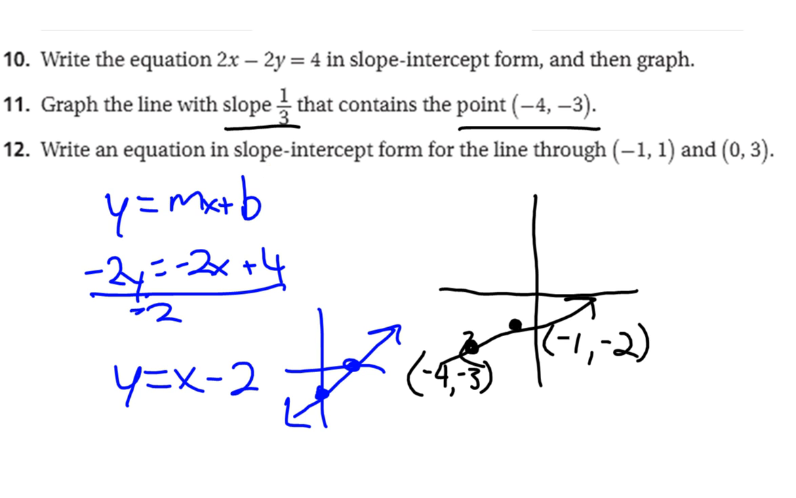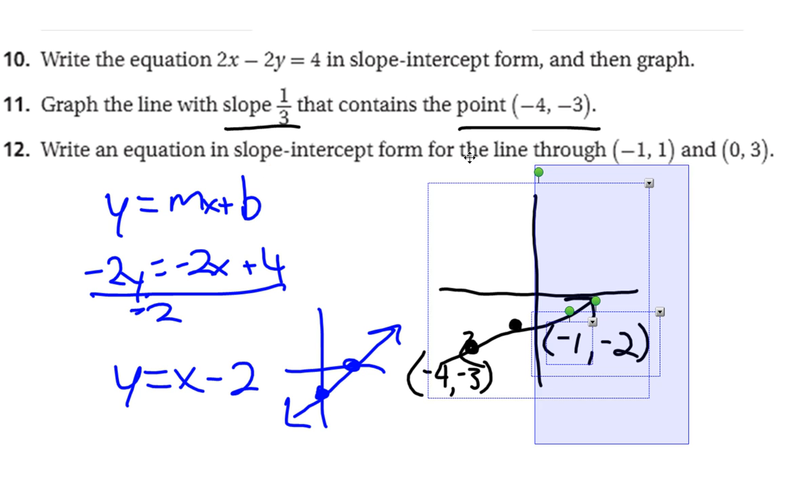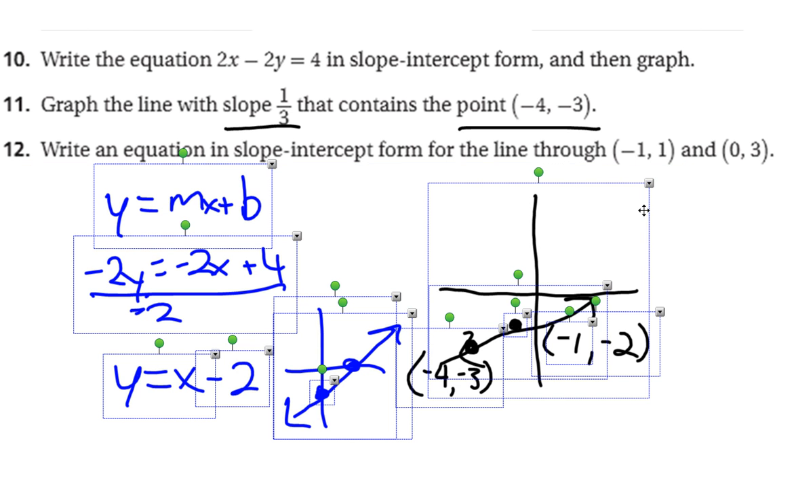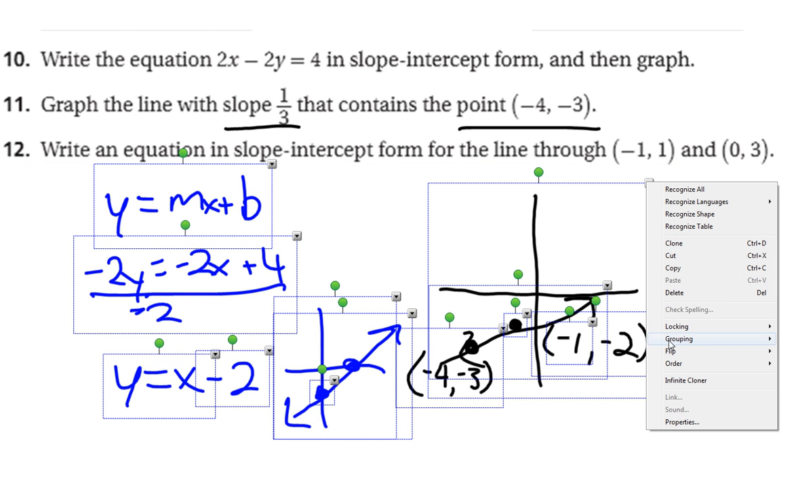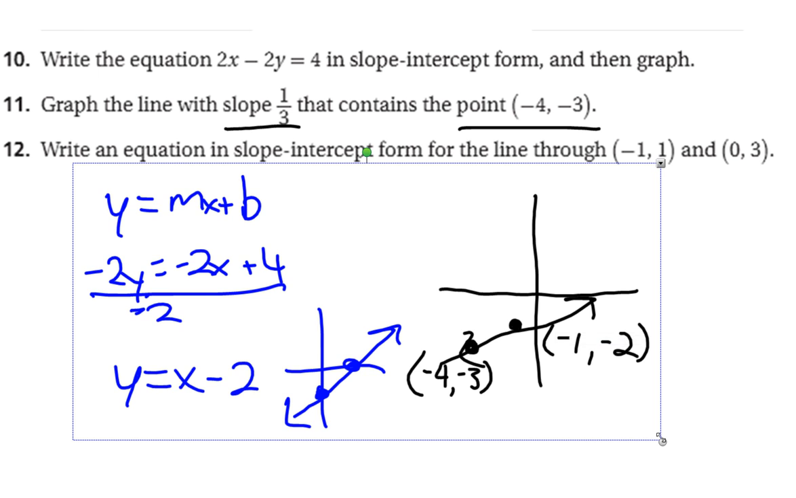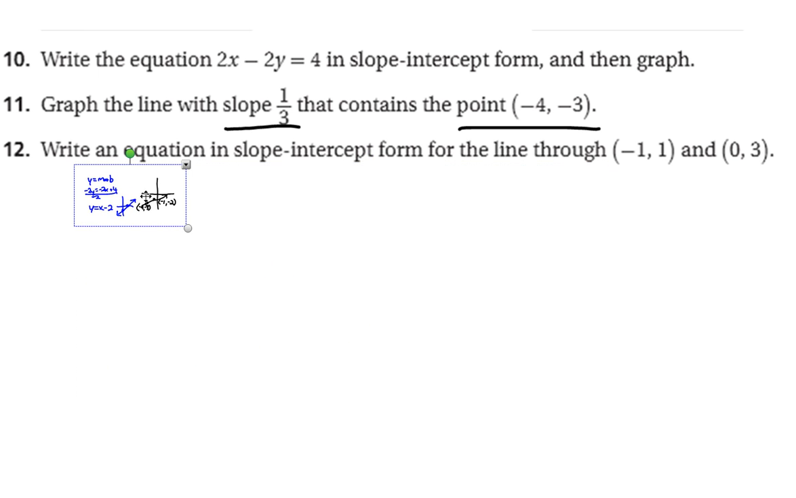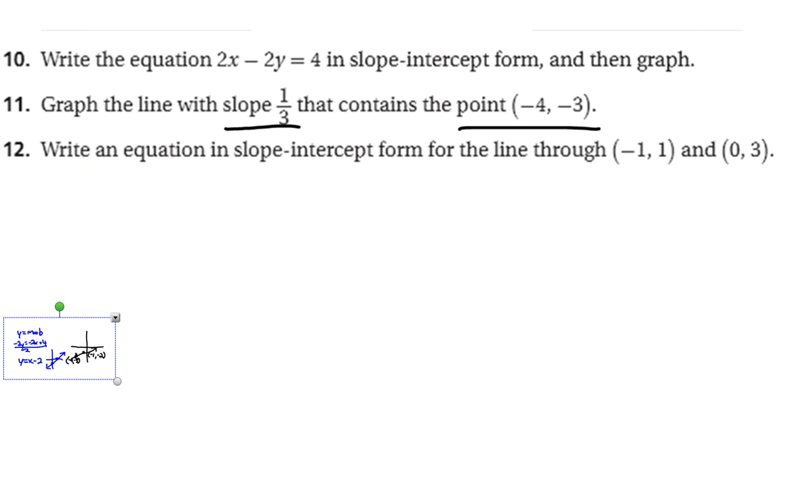Alright, number 12, write an equation in slope-intercept form that goes through this line with those points. So this time we need the equation, so guess what? This time we actually get to use point-slope form. So hooray. So point-slope form looks kind of like y minus y1 equals m, x minus x1.